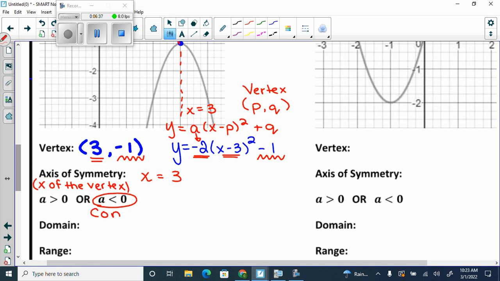Concave down. And if it's concave down, does it have a max or a min? It has a max. So that's also what it tells me.